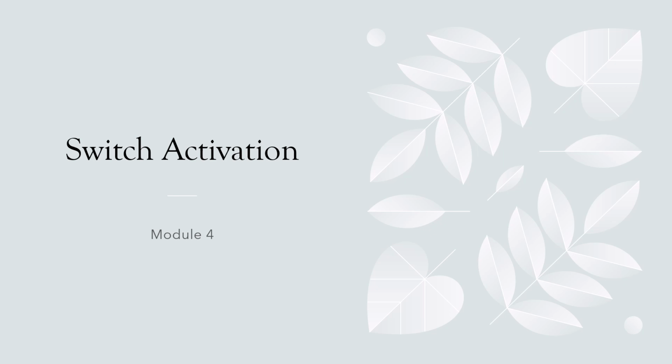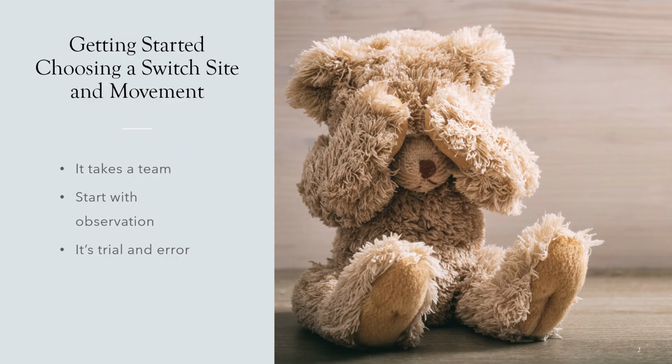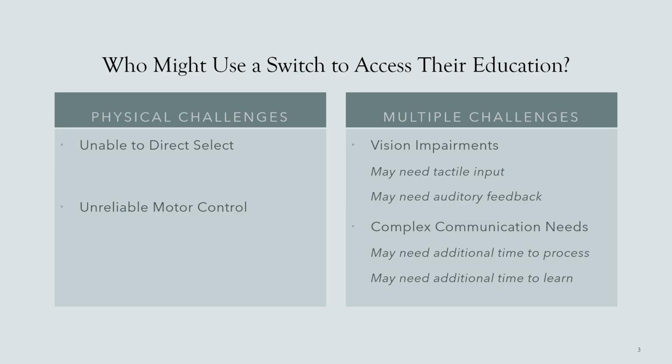Okay, we are moving on to Module 4, Switch Activation. We've already covered using natural movements to teach cause and effect, so let's take a look at teaching cause and effect through switch activation. We're going to get started by choosing a switch site and a movement to activate the switch. You just need to remember it does take a team. You're not on your own. You're going to start with observation and figure it out through trial and error.